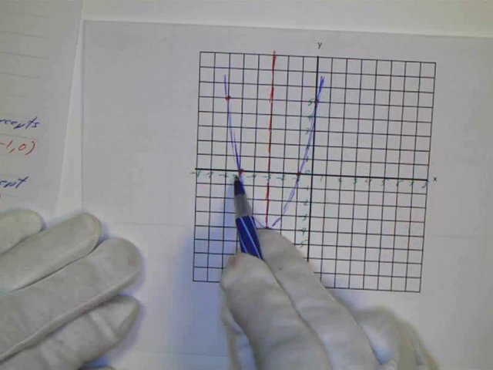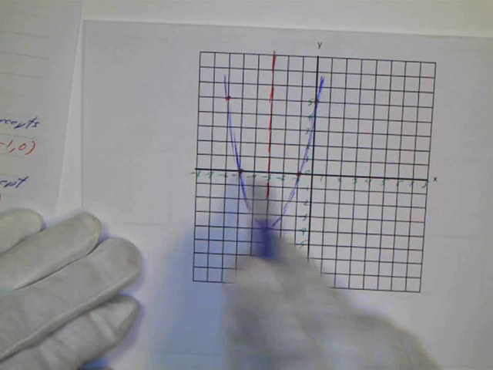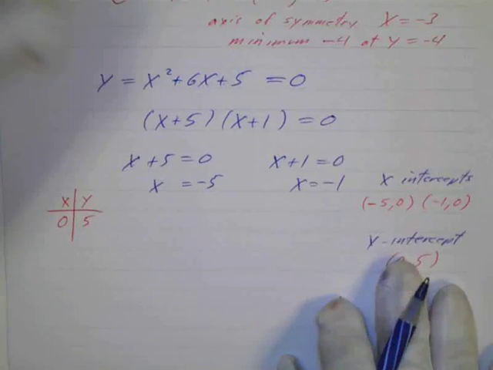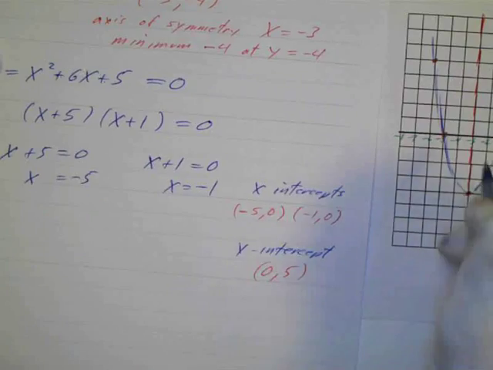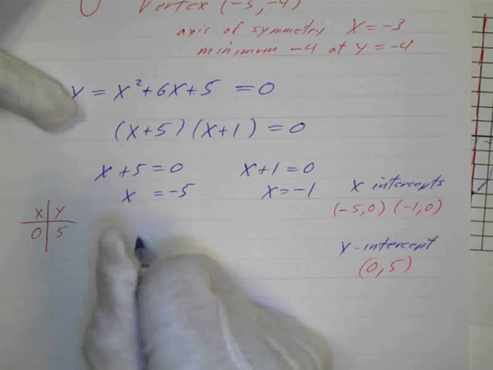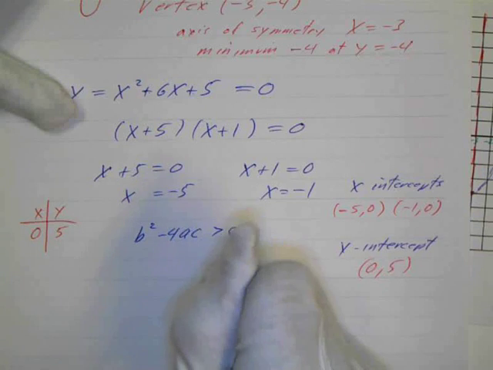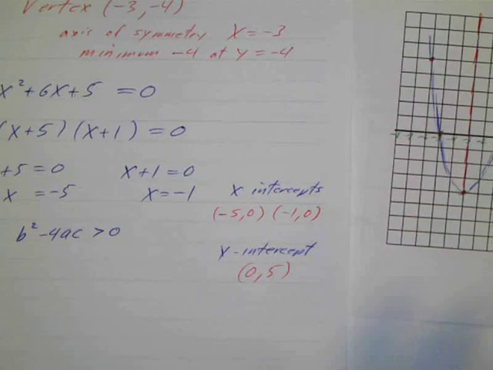Y-intercept, x-intercepts, or zeros. Now, since we have 2 x-intercepts, we also know about the discriminant. That's another thing we can say. What's the discriminant? That's the part that's under the radical in the quadratic formula. And since we have 2 real roots, that must be positive. So we can also say that b squared minus 4ac must be greater than 0. Just so you know, because we have 2 real roots.